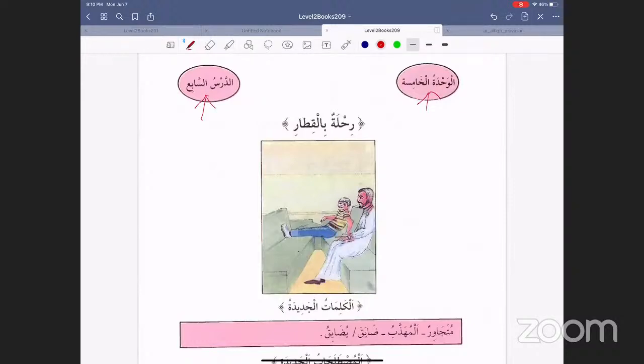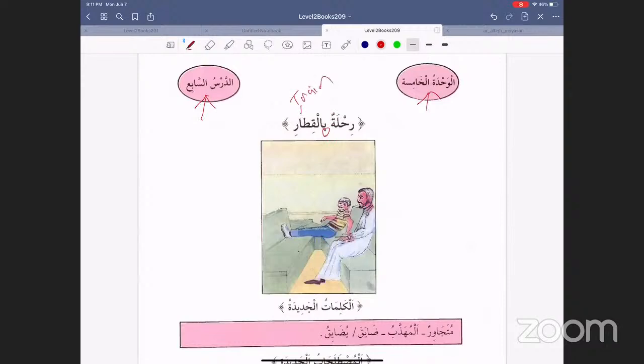All of these words we know by this point. We know that رحلة means a journey or a trip, right? We've had a few chapters that mentioned رحلة, like from the Sarf book and so on and so forth. It means to take a trip. So رحلة, a trip. بالقطار means by train.